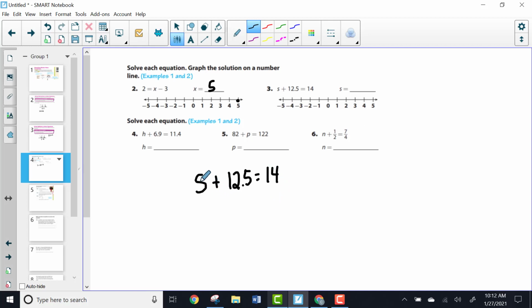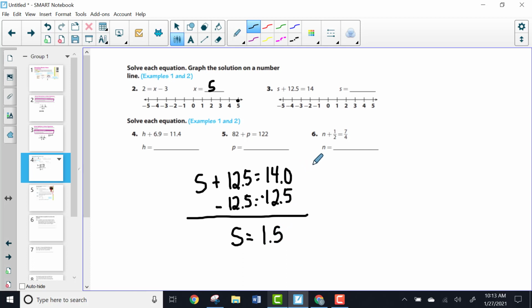So what we're going to do, since it's an addition problem, we're going to use the subtraction property of equality. Subtract 12.5 from both sides. So we have positive 12.5, negative 12.5. That cancels itself out. So we just have s. And then we can add our decimal point in the 0. So that's going to give me 1.5. So s equals 1.5.